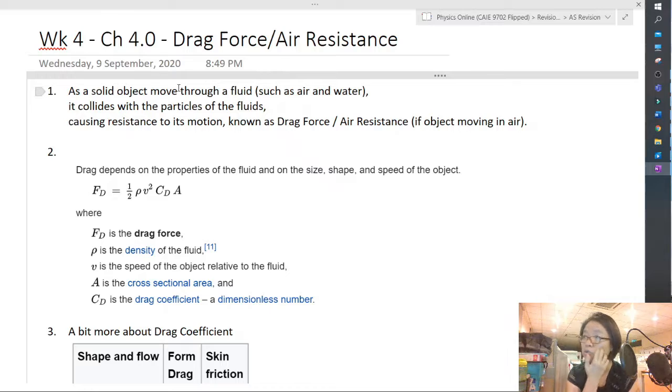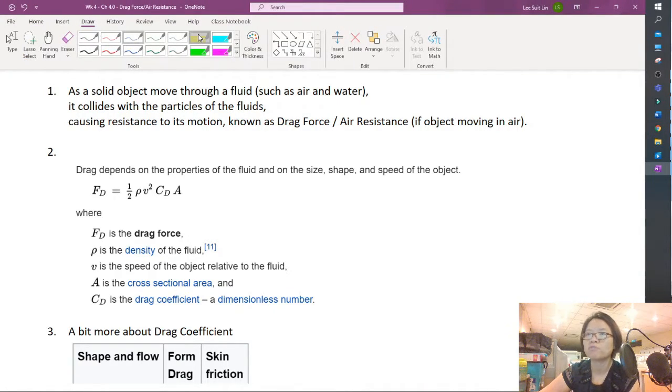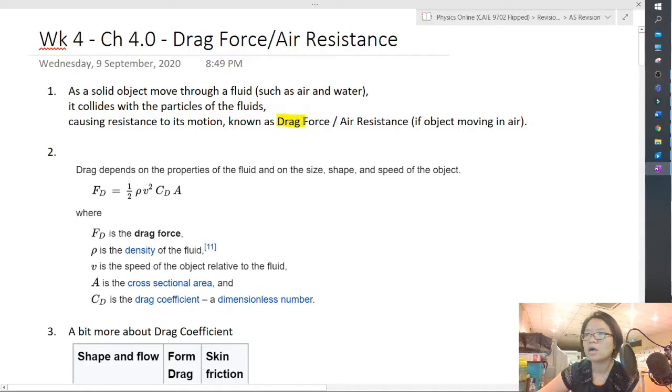It's a little bit like swimming. Let's say you are swimming in the water, you are pushing the water particles away. The water is actually giving you drag force. All of this is what we call resistance to motion. So if they ask you to define drag force, we can call it the resistance to the motion of a solid object as it moves through a fluid.